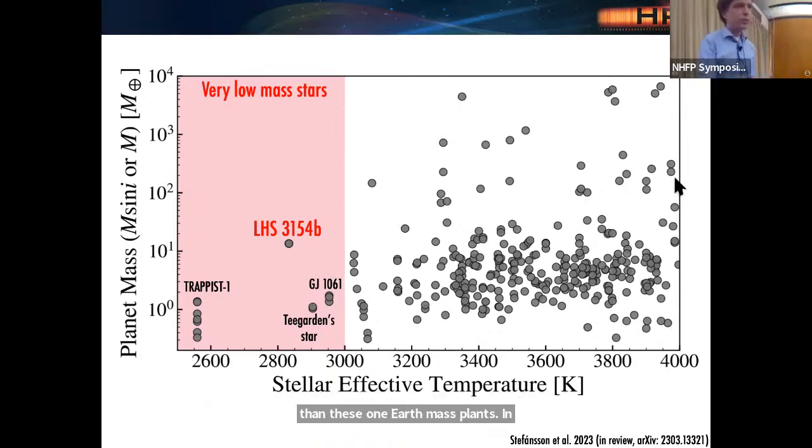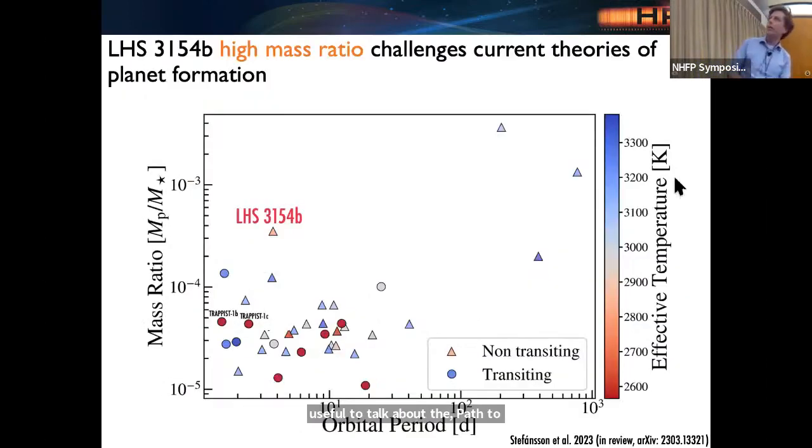In this context, it's useful to talk about the planet to star mass ratio, which I'm showing over here as a function of orbital period, specifically for planets around ultra cool stars. LHS 3154b is highlighted in red, the highest mass ratio in close-in orbits. So how might this planet actually have formed?